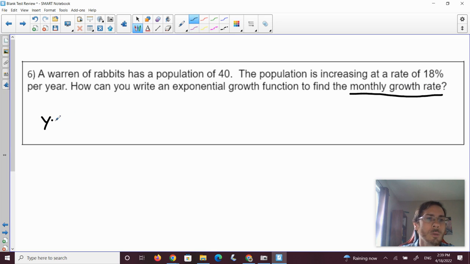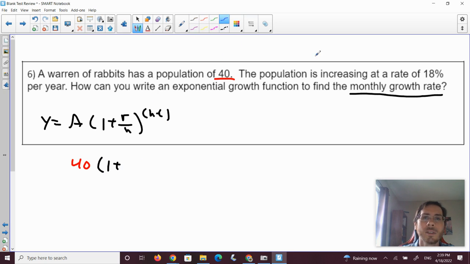So we're going to use the big equation, y equals a times (1 plus r over n) to the nt power. A is the number of rabbits we've got at the start. That's going to be 40. 1 plus r. Well, r in this case is 18%, so 0.18. And we need to do the monthly growth rate. So monthly means n is going to equal 12. So over 12, to the 12t power. This is equal to y, and that's it.